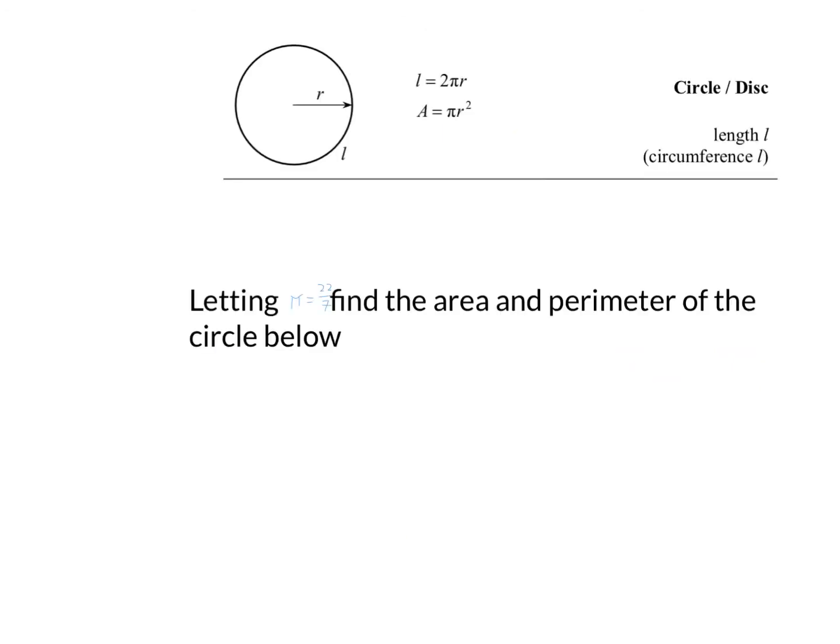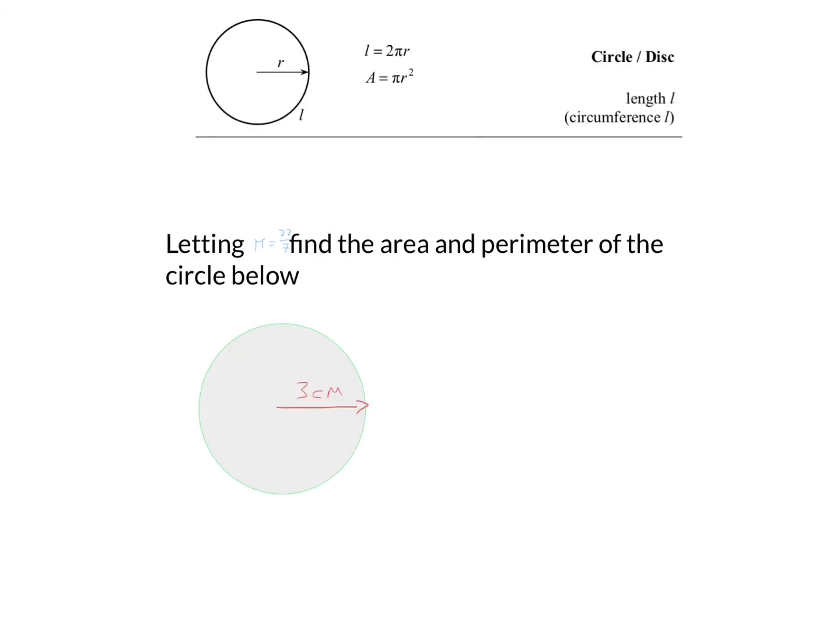Okay, so let's look at our first example here. I've got the two formulae written up the top here, just like you'd find them in your log tables, just for our reference. And the question here says, letting pi equal to 22 over 7, find the area and perimeter of the circle below. So now if we try and solve this question, let's just go for the area first.